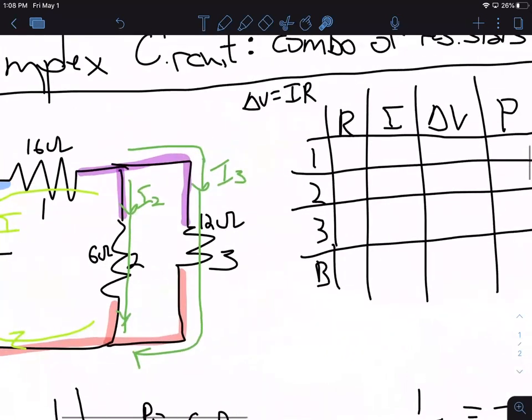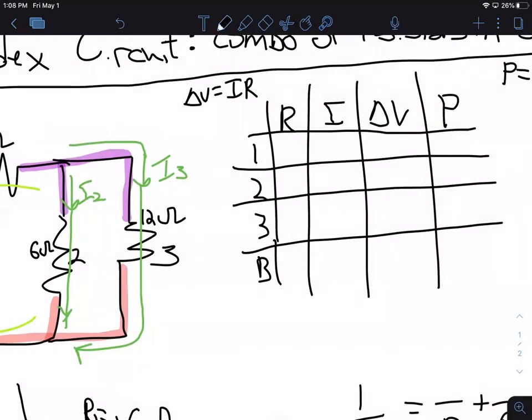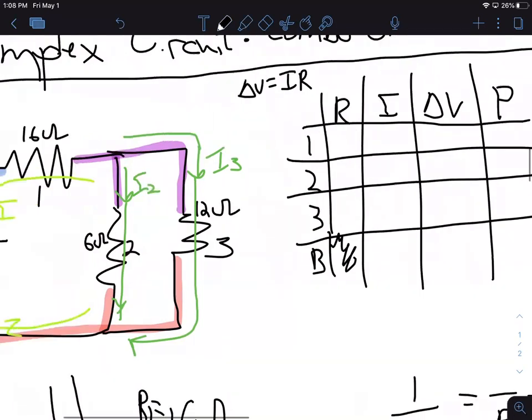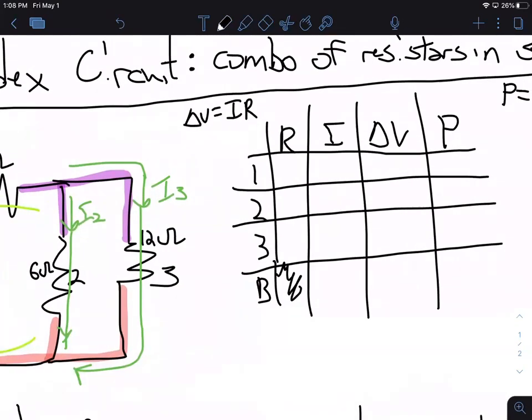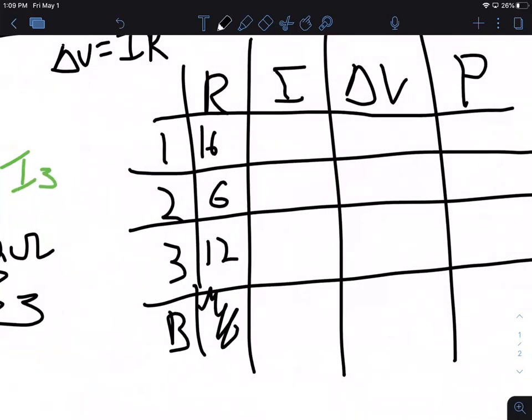So I know all these resistors, so I'm going to fill those in. The battery doesn't have a resistance because it's a battery. R1 is 16 ohms. Just because I drew this too small, I'm not going to write the units. R2 is 6. R3 is 12. I can't, I got to have units. I can't tell what these numbers are otherwise. Great.